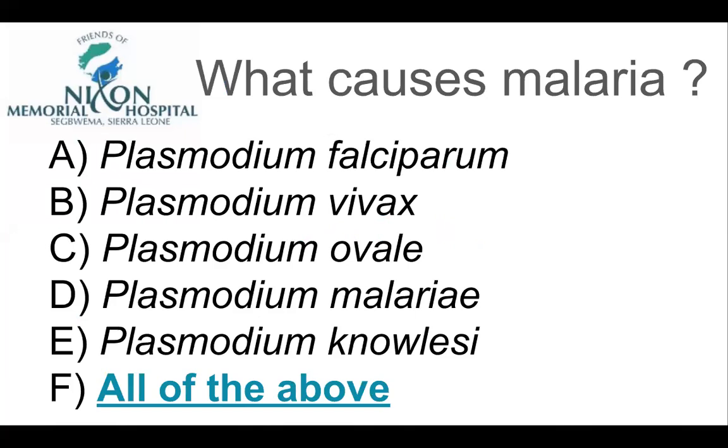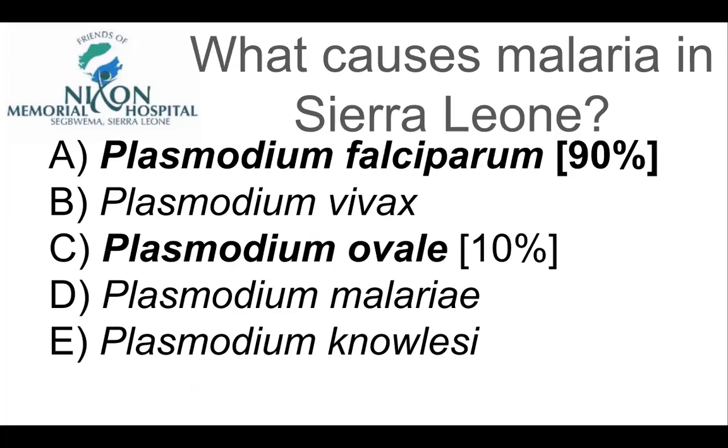A. Plasmodium falciparum. B. Plasmodium vivax. C. Plasmodium ovale. D. Plasmodium malariae. And E. Plasmodium knowlesi. F. All of the above. Yes, all of the above: Plasmodium falciparum, vivax, ovale, malariae, and knowlesi can cause malaria. But in Sierra Leone, the most common cause of malaria is Plasmodium falciparum, which accounts for 90%. So 10% of the malaria is caused by Plasmodium ovale.